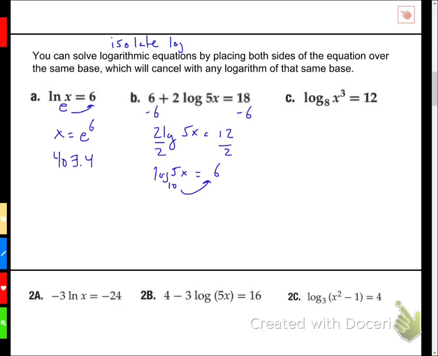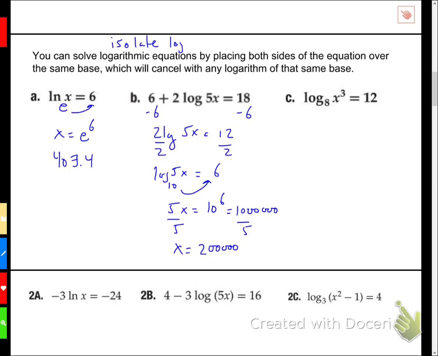So 10 to the 6th, 5x equals 10 to the 6th. Well, 10 to the 6th is something with 6 zeros on it, so here's 6 zeros. All right, and dividing both sides by 5 gives me x equals 2 with 5 zeros.